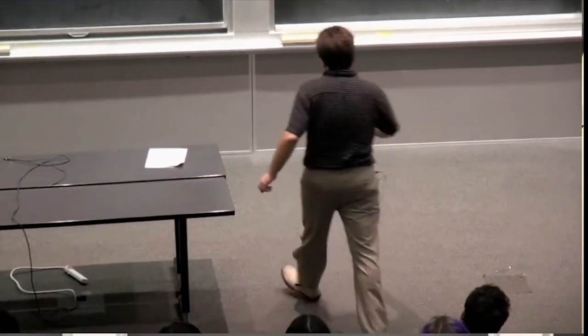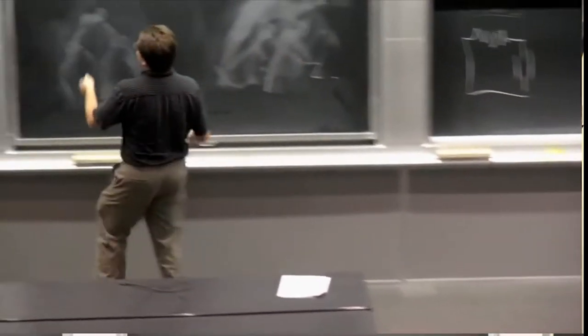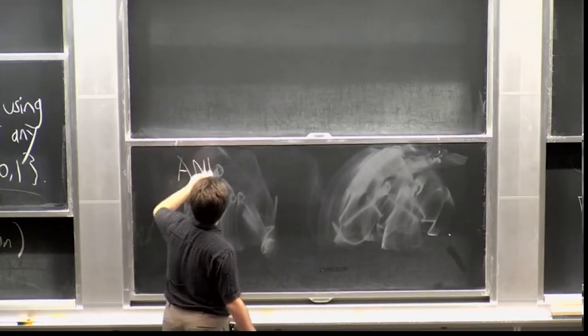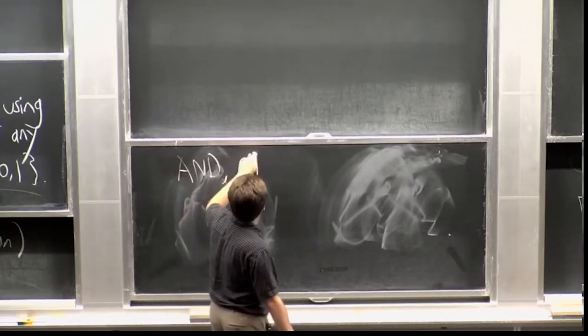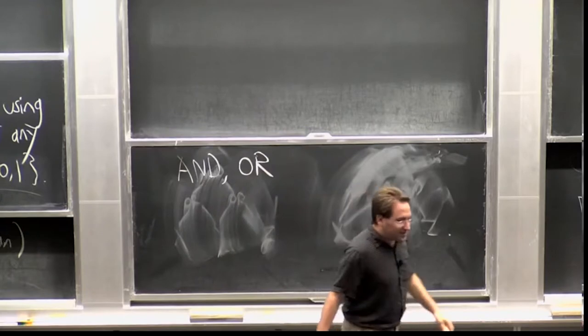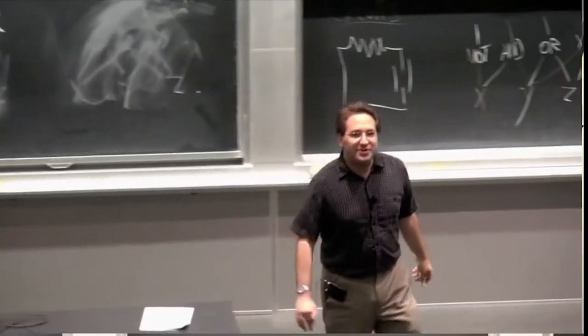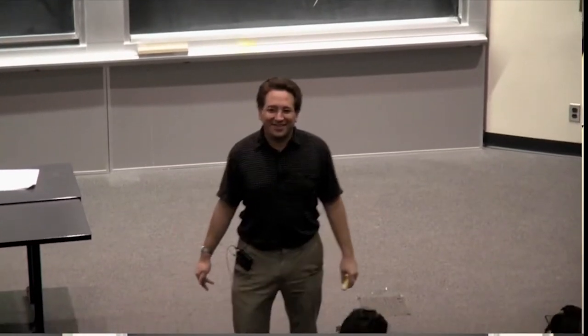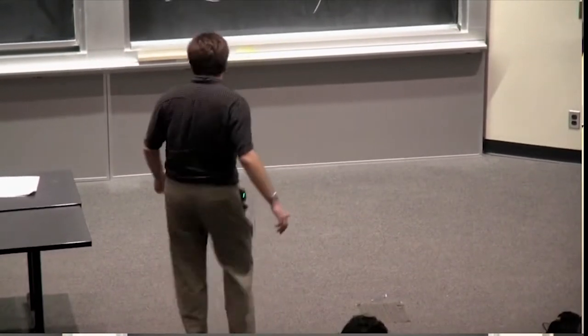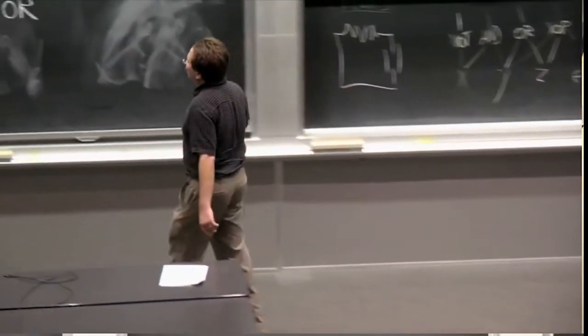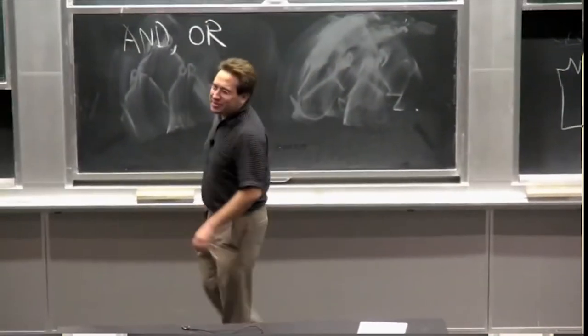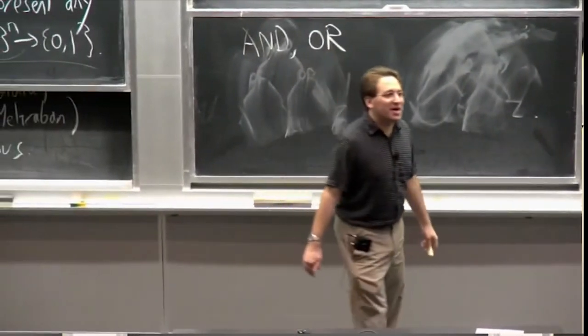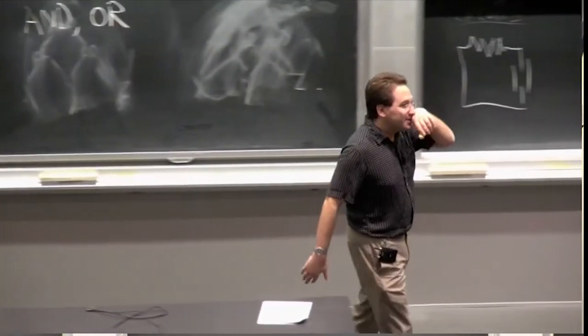All right, what's another example? Yeah. So AND and OR fails to be a universal set. What can AND and OR not represent? NOT, yes. And what's the reason for that? Why can't they represent NOT?